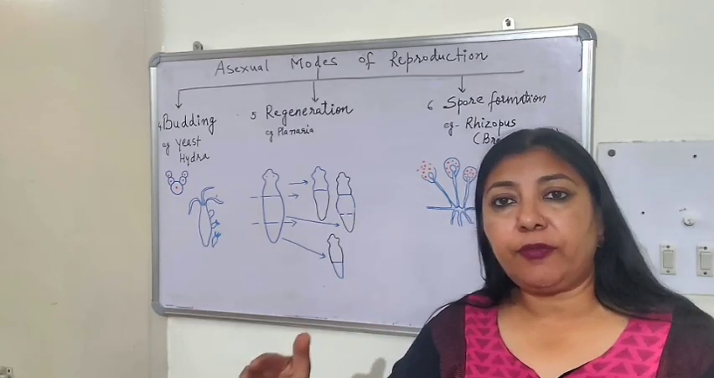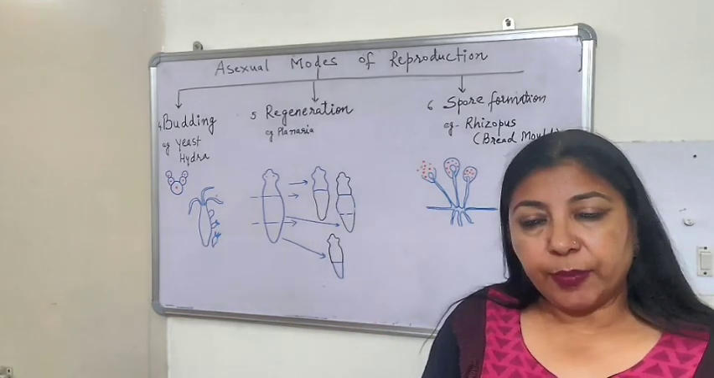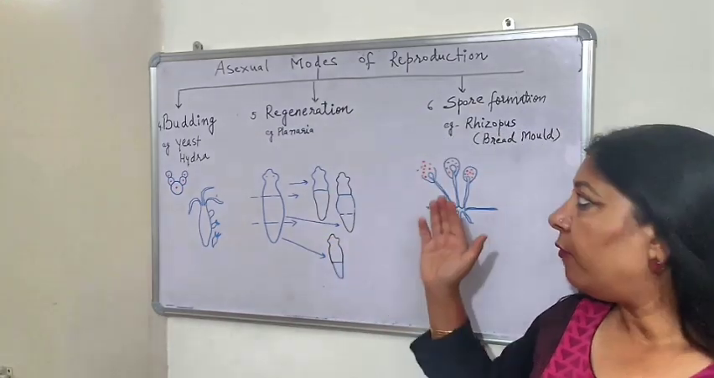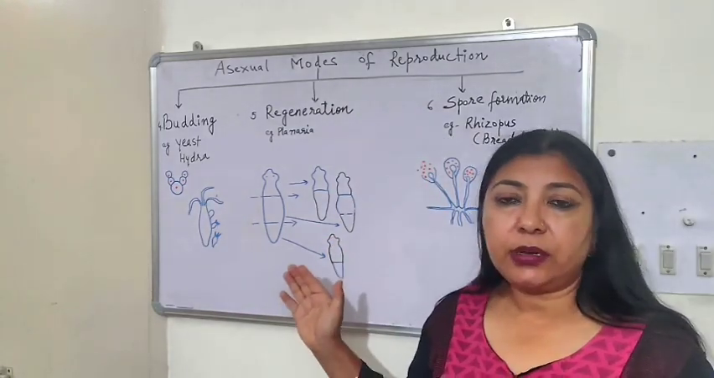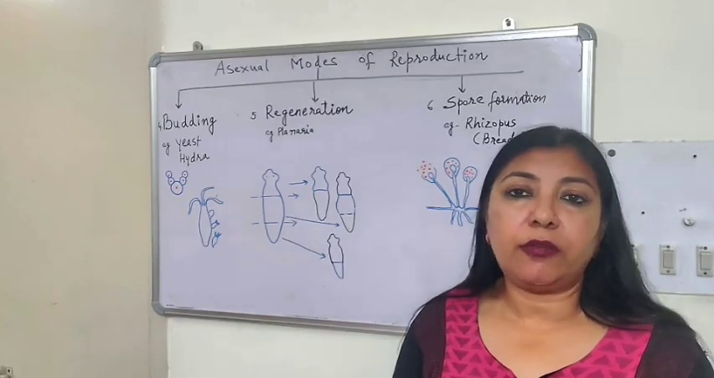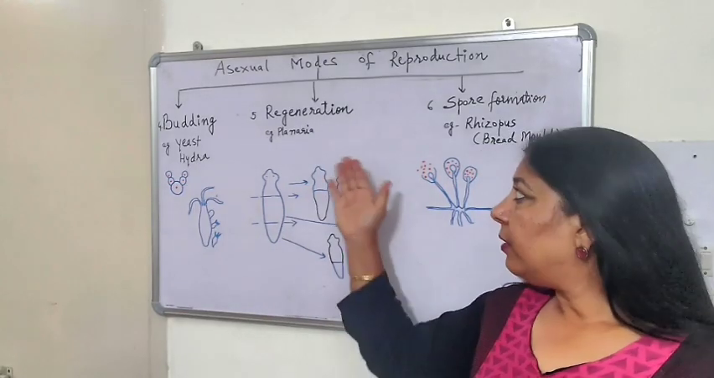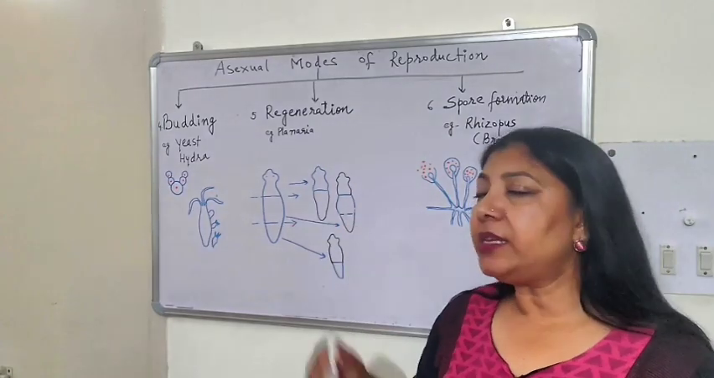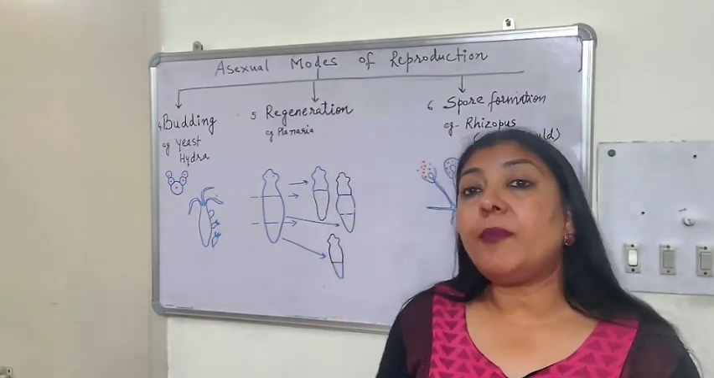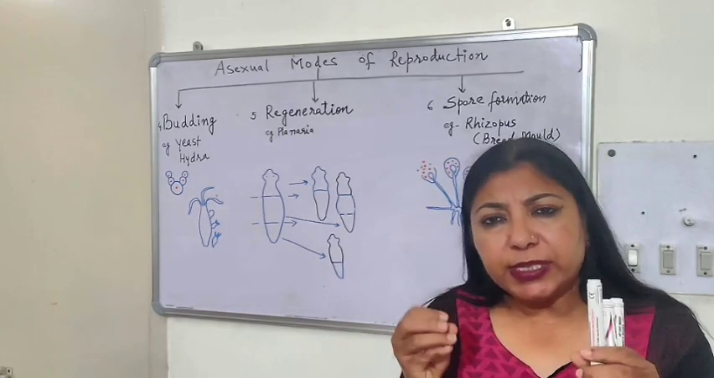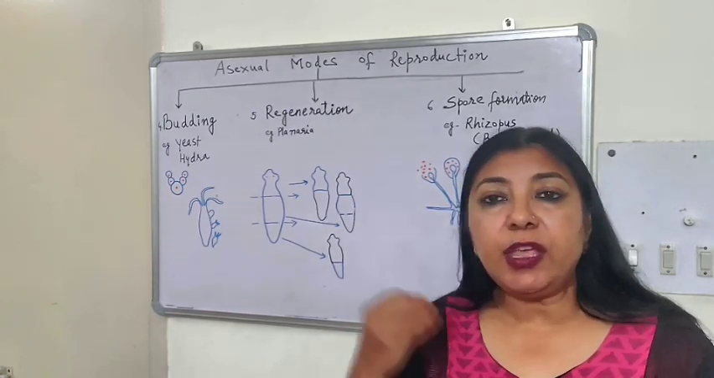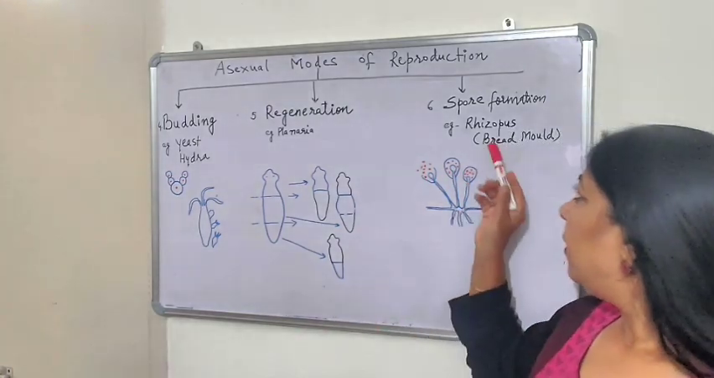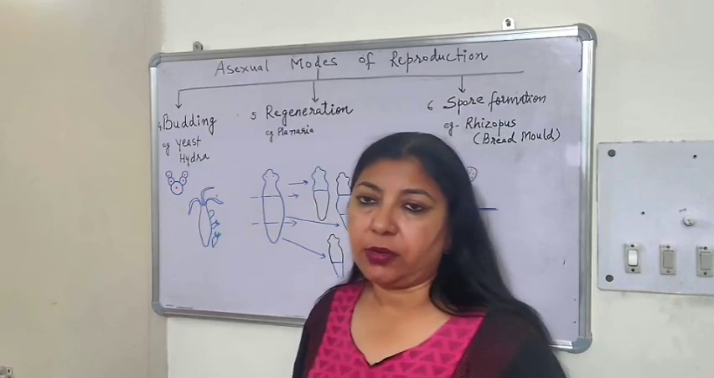Regeneration is quite different from fragmentation. Fragmentation is a normal method of asexual reproduction, whereas regeneration is not a method of reproduction. Fragmentation is done by very simple organisms, whereas regeneration is generally done by complex organisms. There are specific cells which have the ability to regenerate. Okay? Now next is spore formation.